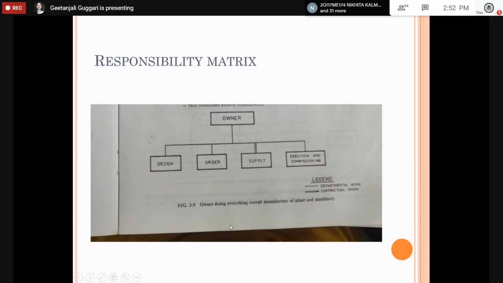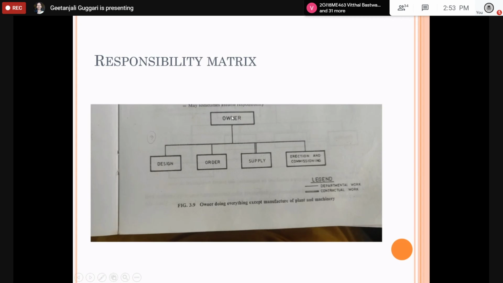flow diagram over here. The owner does everything except the manufacturing of the plant and machinery. You can see it through the flow diagram. This single line represents the departmental work, and the double line represents that you are giving contracts. You are giving the contractual work. What contractual work? For supply of materials, supply of machines, or any other thing which is required for your project.